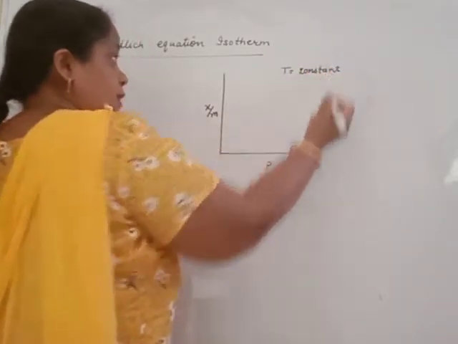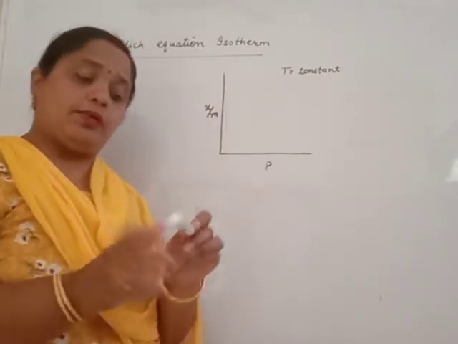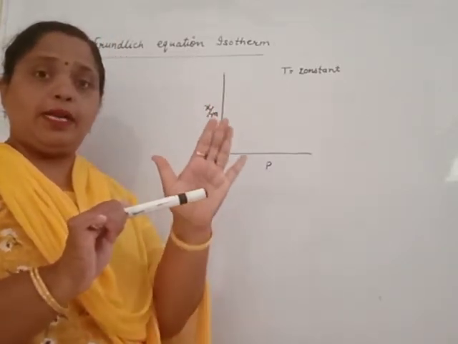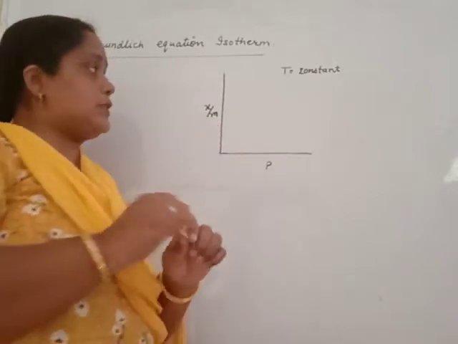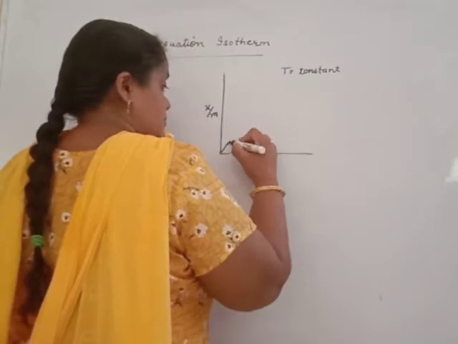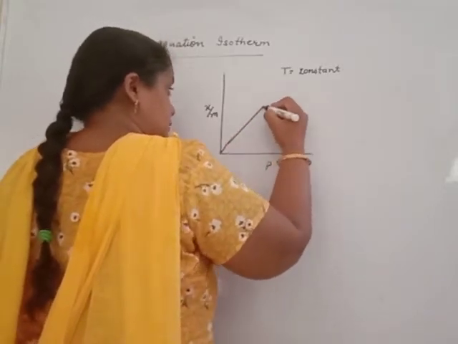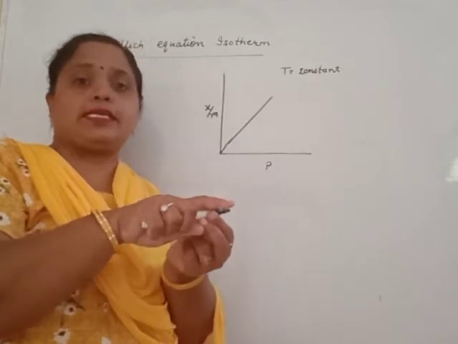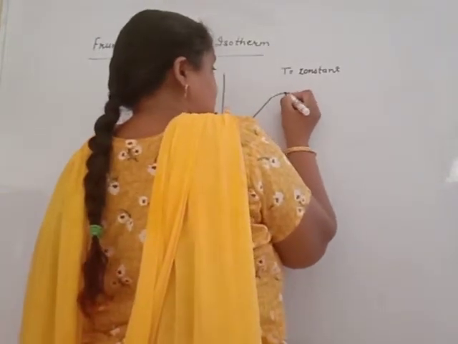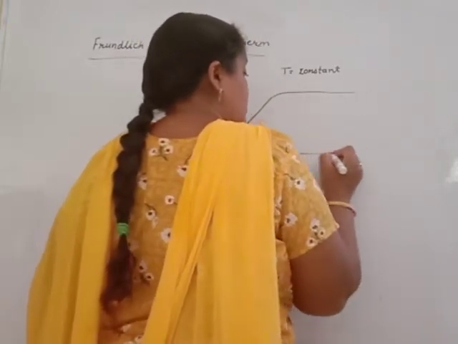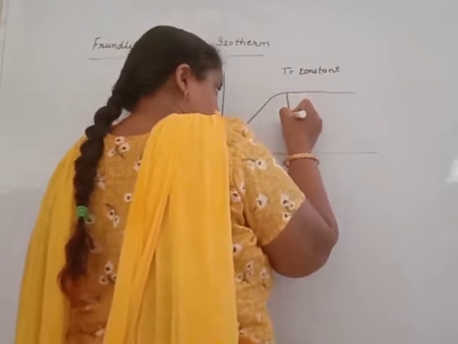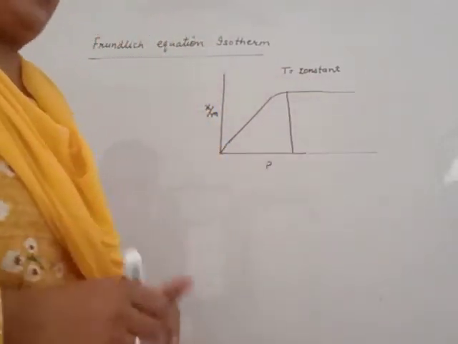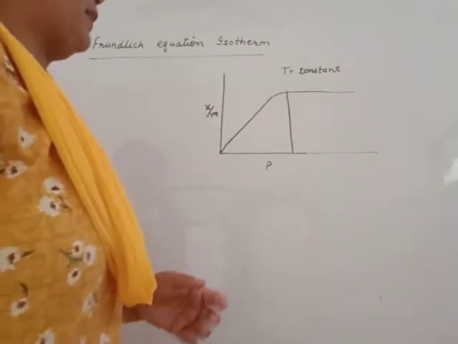Temperature remains constant. Initially, when the whole surface of the adsorbent is empty and we apply pressure on the gas, the rate of adsorption increases. When the whole surface is covered by the gas, the rate of adsorption slightly decreases and then remains constant. This is the maximum pressure where the gas will completely adsorb on the surface of the adsorbent.